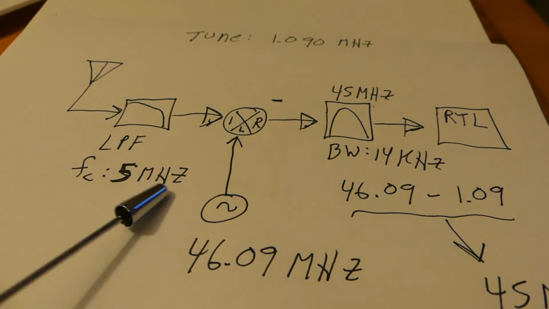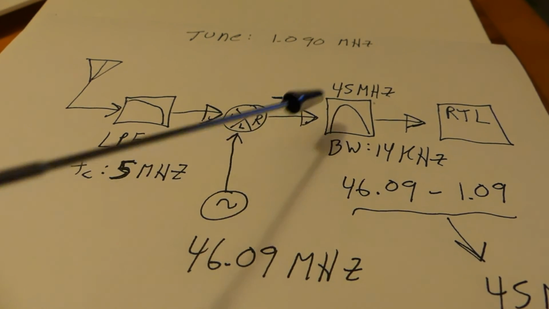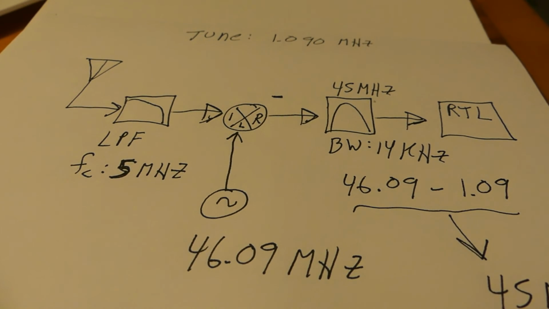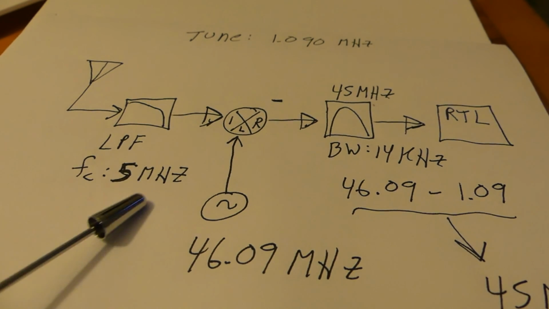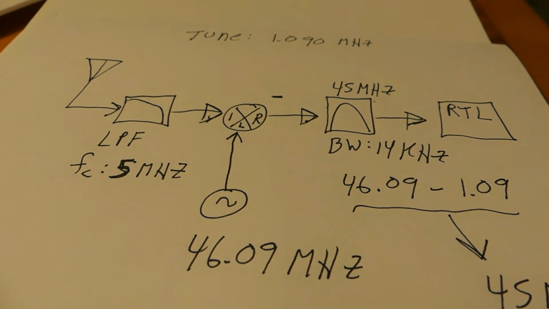And again, when you have an LO and the IF, you want the LO and IF frequency to be as wide as possible so that it makes it easy on this filter for its requirements.